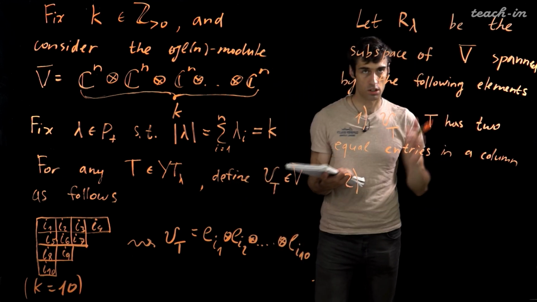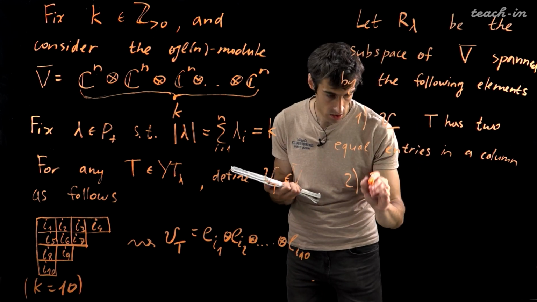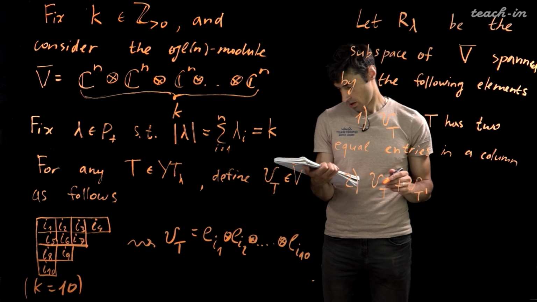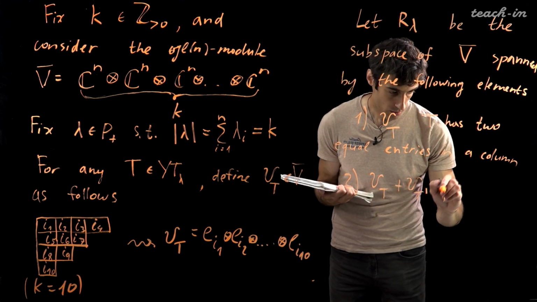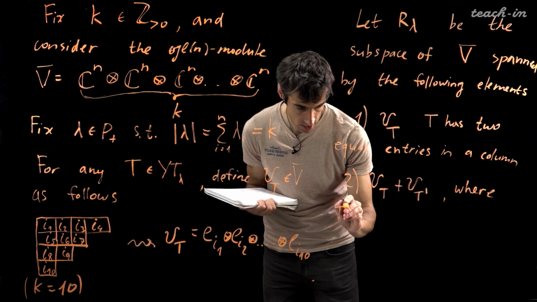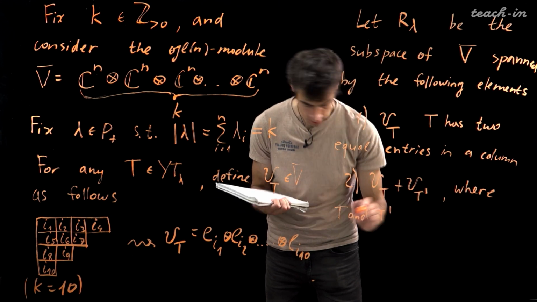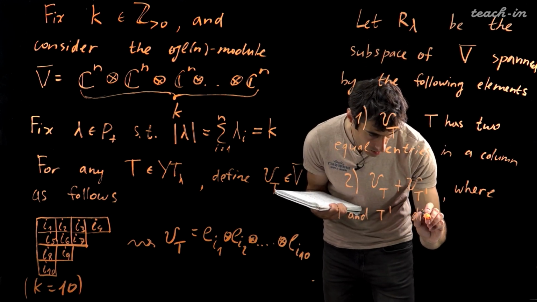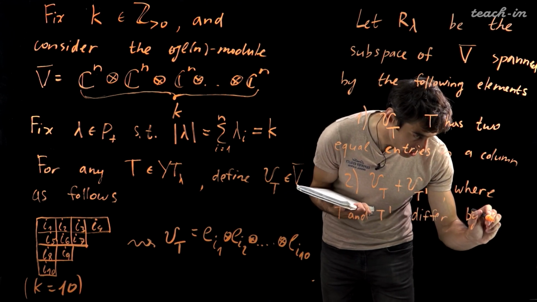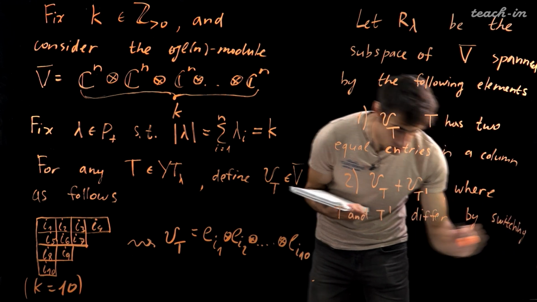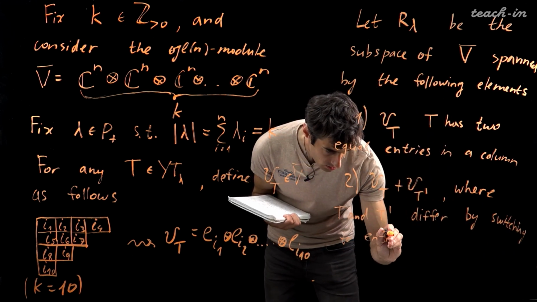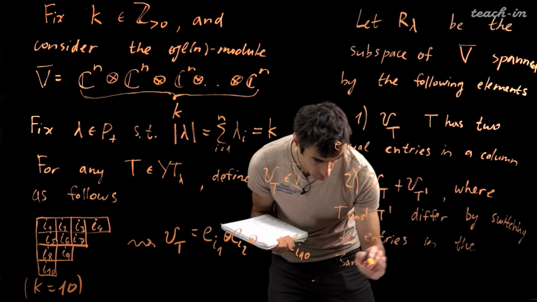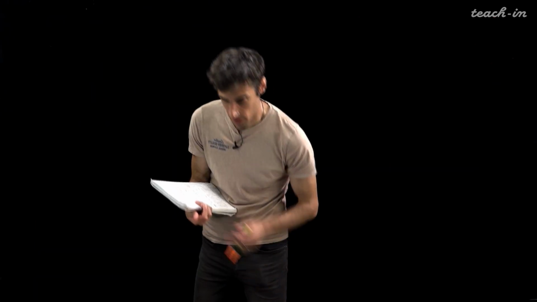Now, what else do I throw in there? Throw the following sums: Vt plus Vt prime, where T and T prime differ by switching 2 entries in the same column.